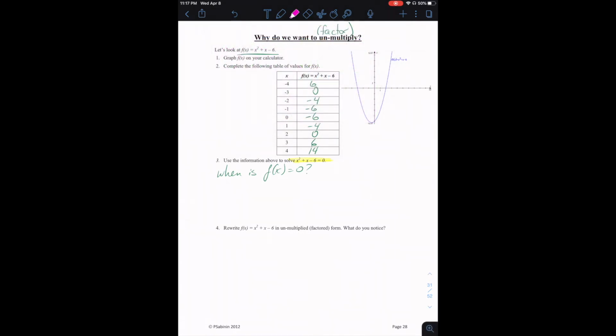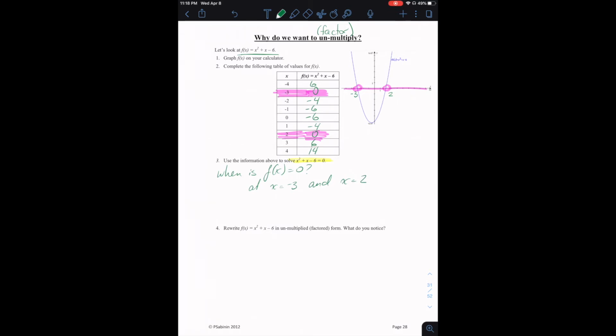One is f of x is the y value, right? So when is f of x equal to 0? And that's when it crosses the x-axis. So somewhere here and somewhere here, and it looks as though on the graph that would be at 2 and -3. If we were looking at the table, this is the value of f of x, 0 and 0. So that would happen at -3 and 2. So at x equals -3 and x equals 2.